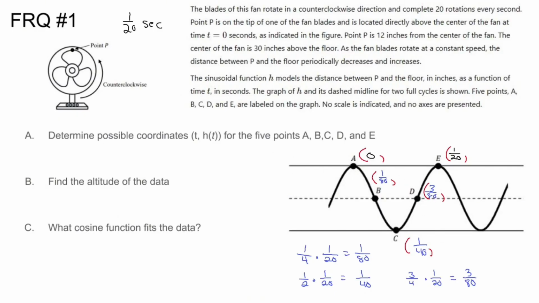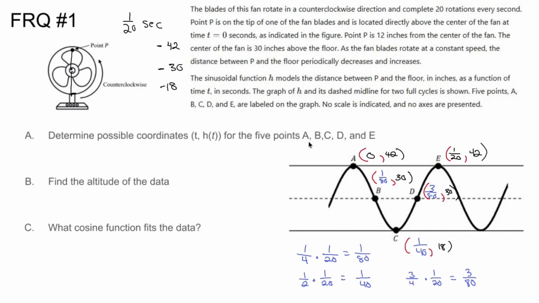Now to finish these coordinates out, I need the height. What do I know? I know that the middle is 30 inches off the floor. I also know that the distance between the middle and that point is 12. So the very maximum is going to be 30 plus 12, which is 42. And the very minimum is going to be 30 minus 12, which is 18. So at the very tippy top, we're at 42. At the very middle, we're at 30. At the very bottom, we're at 18. At the very middle, we're at 30 again. And at the very tippy top, we're at 42 again.